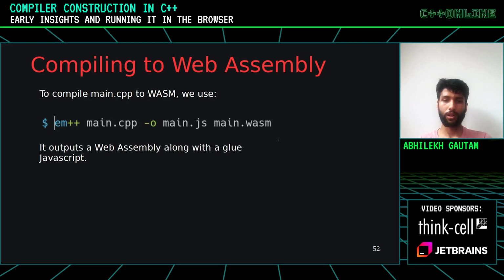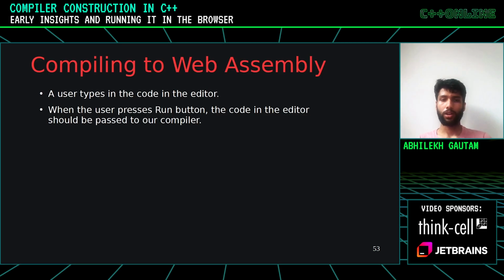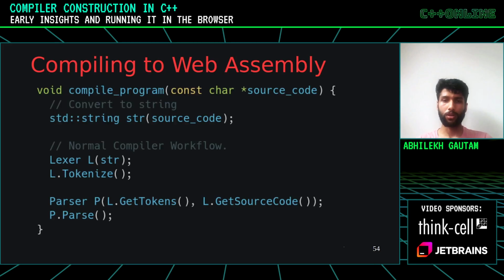Now, the user will type code in the editor, and when the user presses the output button, the code in the editor should be passed to our compiler. That's the main aim, right? To do so, we will slightly tweak our compiler. We'll define a compile program function that takes in our source code. This function basically performs the whole compiler workflow, and we're going to expose this compile program function to JavaScript.